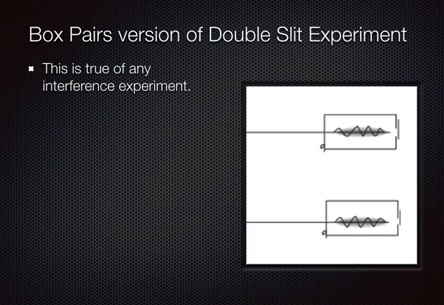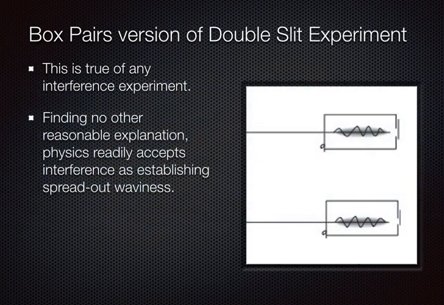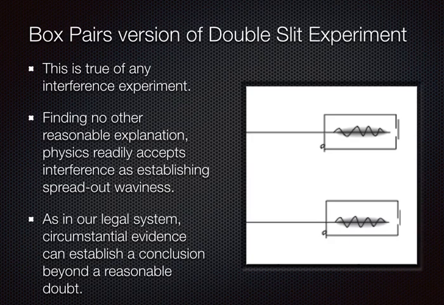This is true of any interference experiment. Finding no other reasonable explanation, physics readily accepts interference as establishing spread out waviness. As in our legal system, circumstantial evidence can establish a conclusion beyond a reasonable doubt.